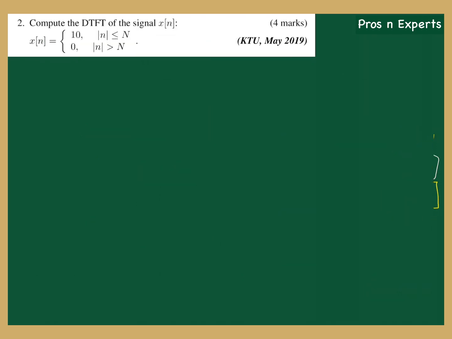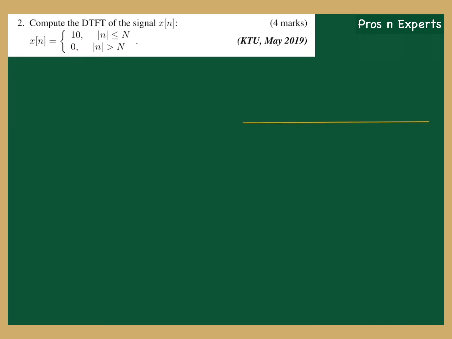The next question is, compute the DTFT, discrete time Fourier transform, of the signal x of n, and x of n is given. Okay, so let's first have a look at the signal x of n equal to 10 for mod n less than or equal to capital N, and 0 for mod n greater than N. It would be very good if you have a pictorial intuition of the signal. Let me help you with that.